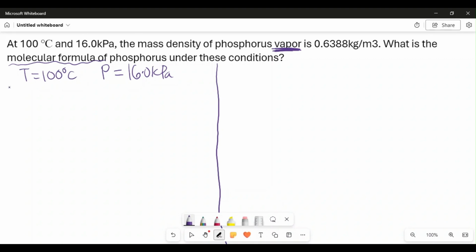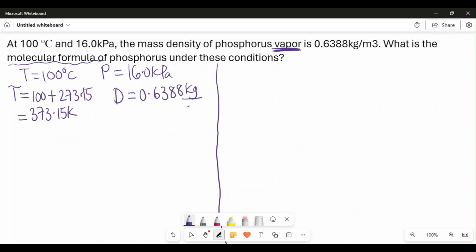You've got temperature. Since we're going to be dealing with a perfect gas, we can go from degrees Celsius to Kelvin. So we can say 100 degrees plus 273.15, and we end up having the temperature to be 373.15 Kelvin. We have the pressure, and we have the mass density, which is the same thing as just the density, 0.6388 kilogram per meter cubed. What is the molecular formula of phosphorus under these conditions?